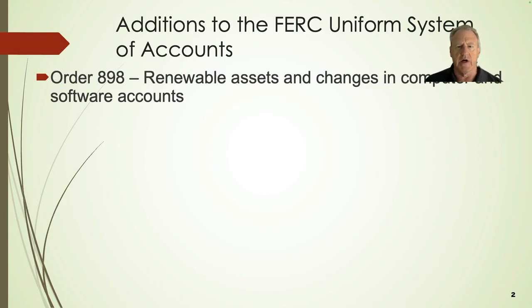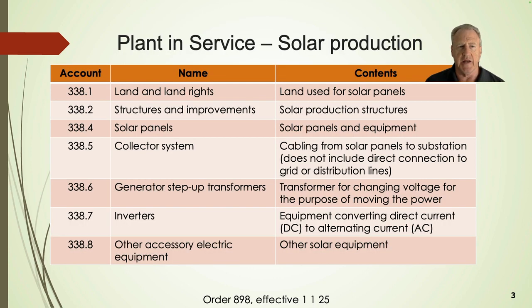So it's in the renewable energy area. They've added some accounts in renewable assets, and they've also made some changes in how you should account and classify computer software and hardware. They've done this through what they call Order 898, which is effective January 1 of 25, but if you have those assets now, you should implement this anytime.